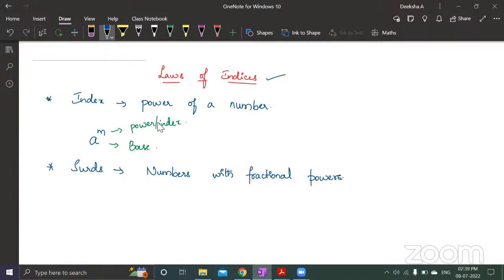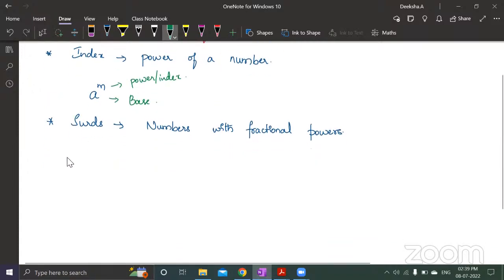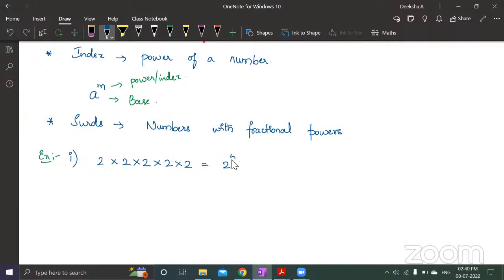How do we multiply them? So let us see certain examples related to this topic. So suppose you are multiplying a number 5 times. You're taking the number 2, and you're multiplying it 5 times: 1, 2, 3, 4 and 5. So this is written as 2 power 5, which is 32. So what does 2 power 5 mean? It means you are multiplying 2 five times, which gives you 32, right?